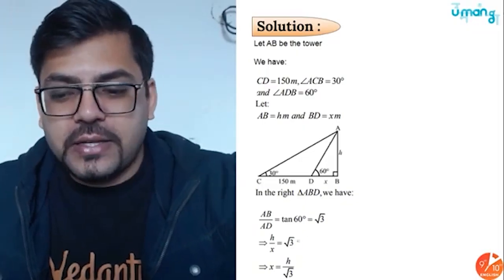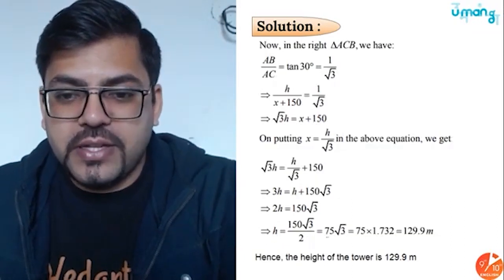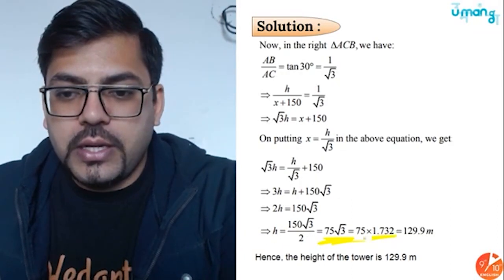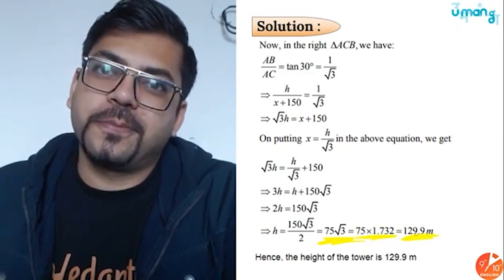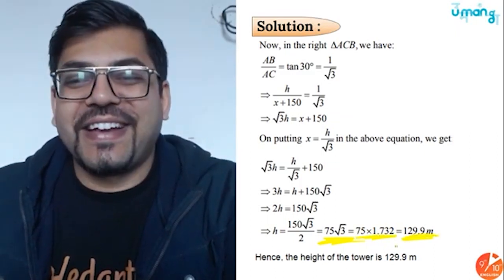Let's see. x equals h by root 3, the same thing. 75 root 3, they have also got it. Now this is 75 into 1.732, that is 129.9. Cool. Okay, next question.